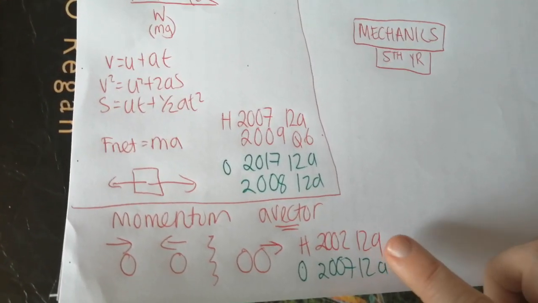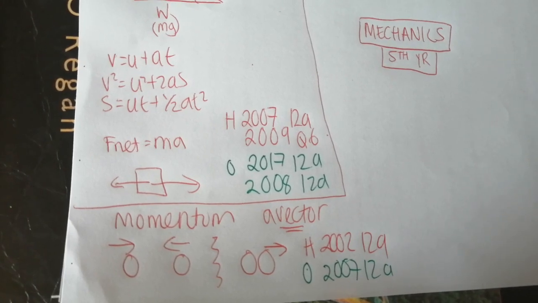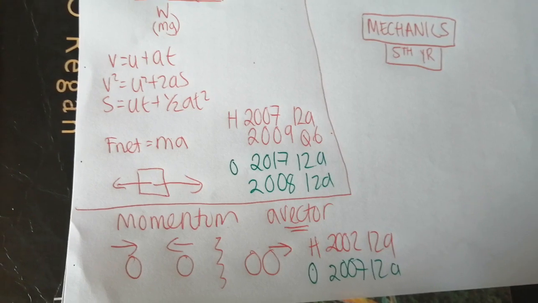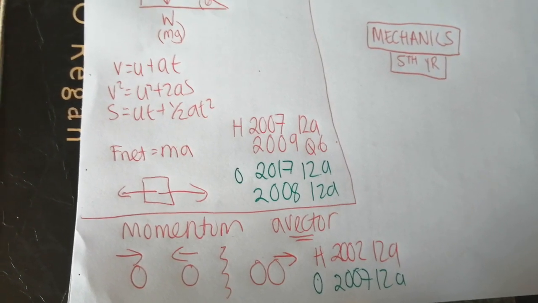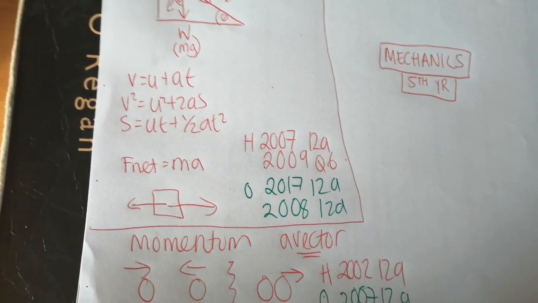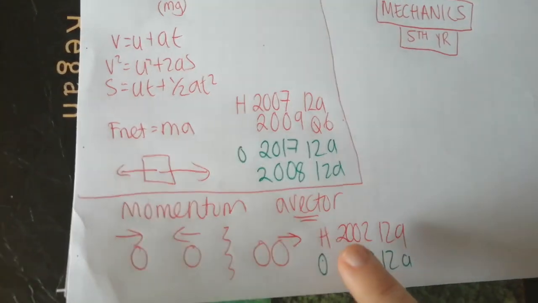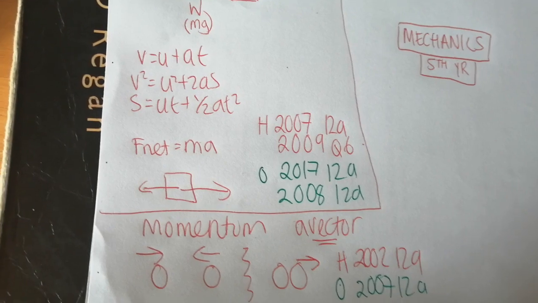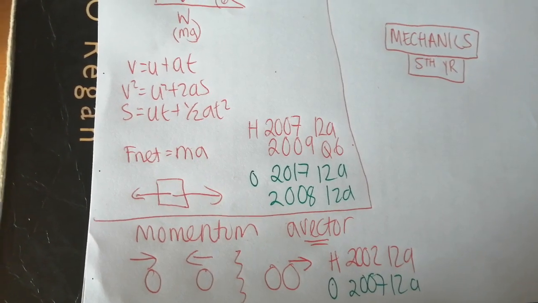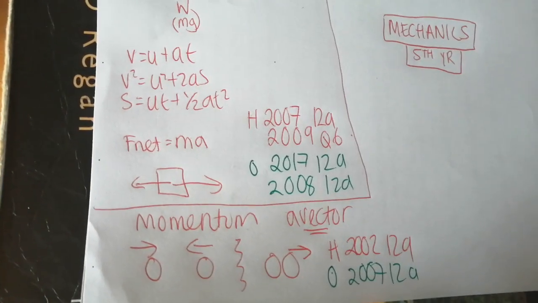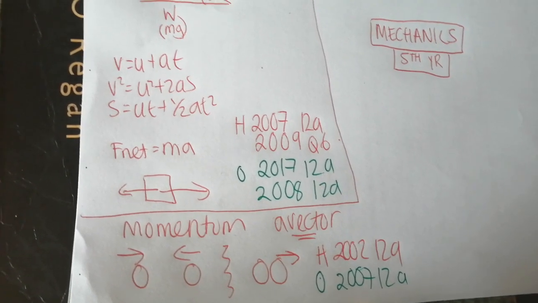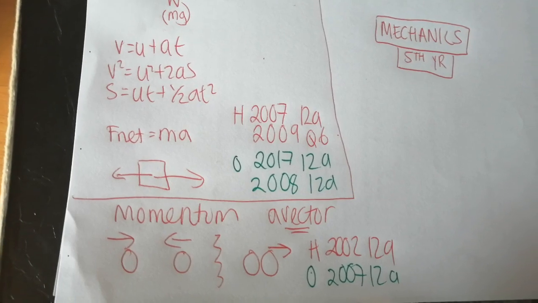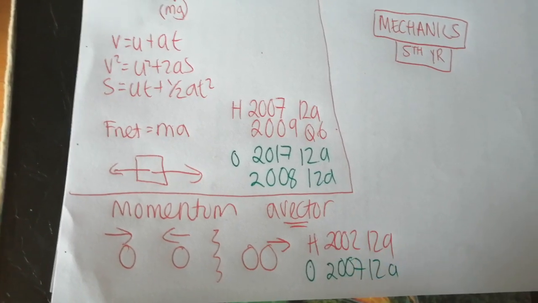Okay, so for higher level, you're going to do 2002 question 12A and for ordinary level 2007 12A. Again, you can just pause at this stage after momentum and do those questions. One thing to note is in the higher level question, it asks you to define momentum. Often in physics, when it asks you for a definition, it's not just for the sake of it, it's because you're going to use that in your calculations later on in the question. So you're going to use momentum in doing that 2002 question.